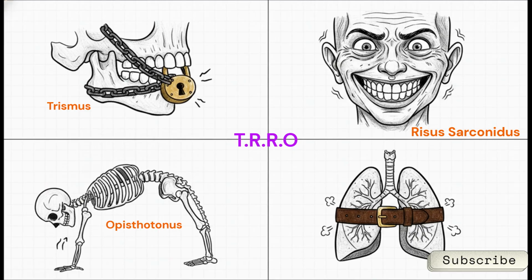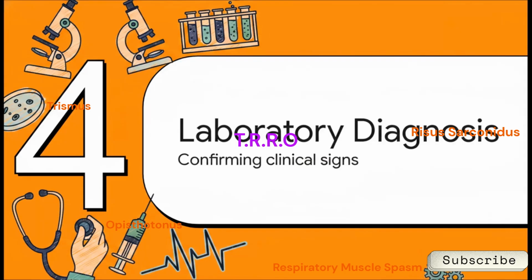O is for opisthotonus. This is a profound, generalized spastic contraction of the extensor muscles that forces the patient's whole body to arch backward into a really extreme extended posture. And please never forget the ultimate fatal complication here, respiratory muscle spasm, that literally leads to total airway obstruction. Section 4, Laboratory Diagnosis.